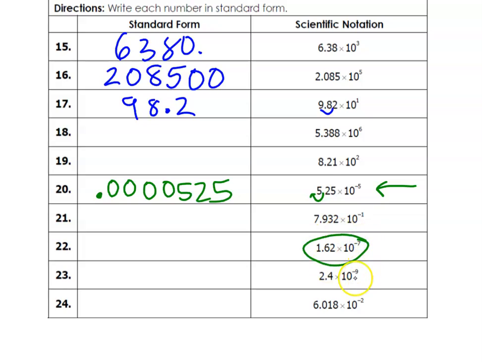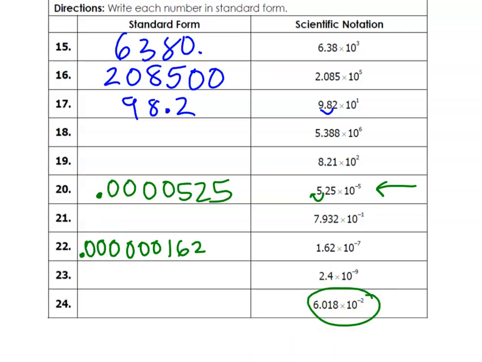This one's going to get 7 places smaller. So these remain, and then I move 1, 2, 3, 4, 5, 6, 7. This one's going to get 2 places smaller. 1, 2. And that concludes the lesson on converting between scientific and standard notation.